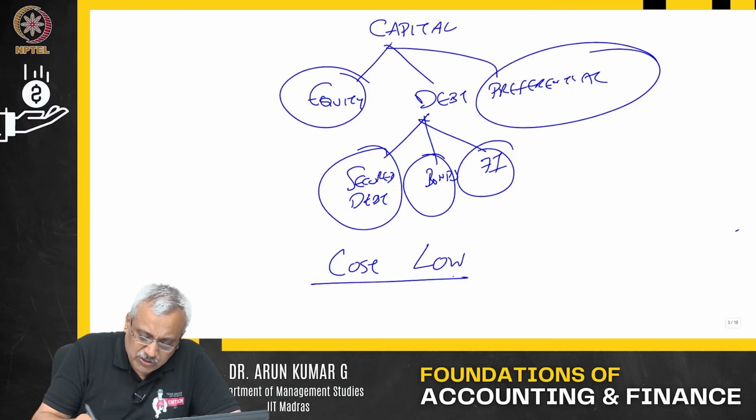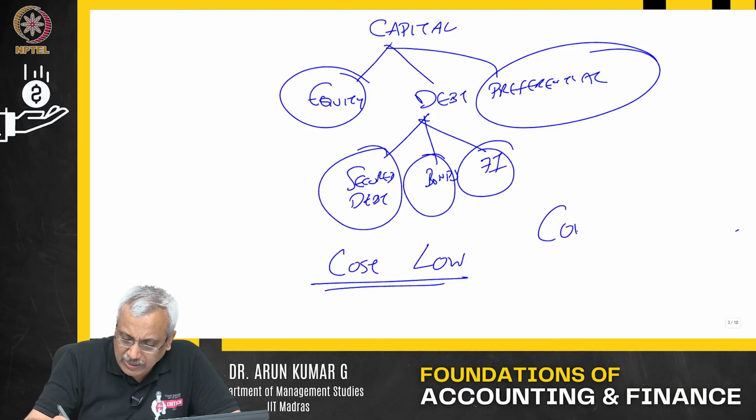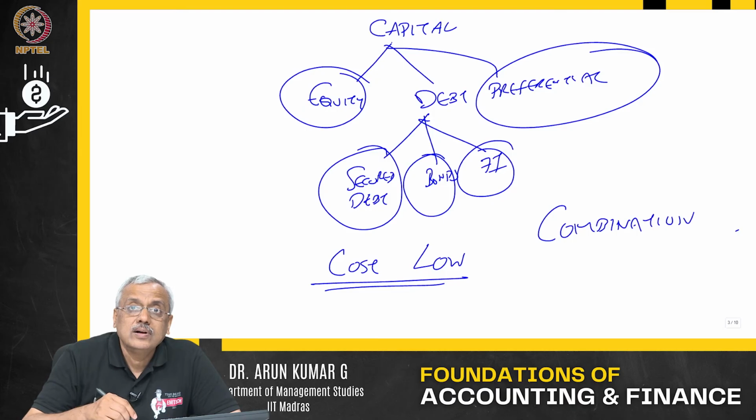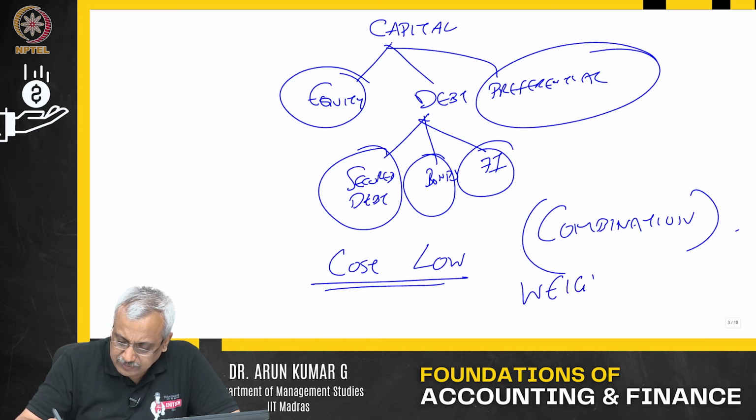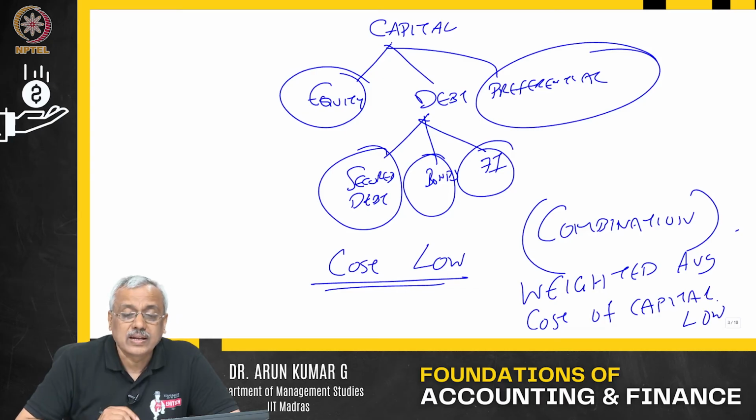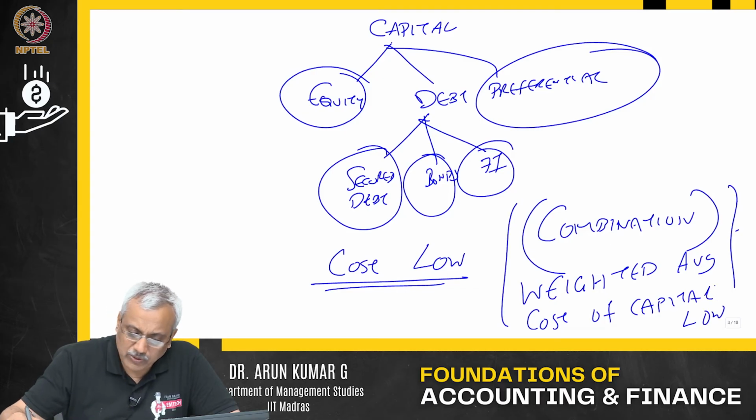How do you keep the cost low? You work on the combination of these capitals. So, what are you looking at? You are looking at keeping the weighted average cost of capital low out there. That is the core objective of what you are trying to look at. Keep the weighted average cost of capital low.